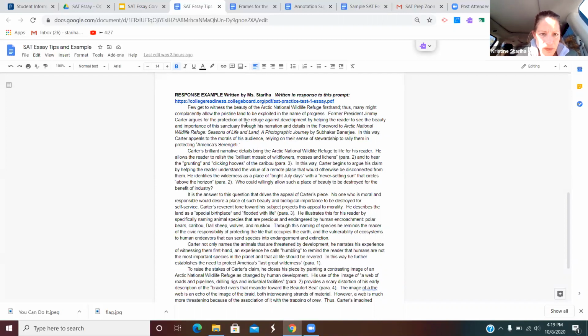So former President Jimmy Carter argues for the protection of the refuge against development by helping the reader to see the beauty and the importance of this sanctuary through his narration and details in the foreword to Arctic National Wildlife Refuge, Seasons of Life and Land. Okay, so here I've given the author, the source, and the claim. And then I move into a categorical organization to analyzing it. I start my response by talking about Carter's narrative details, which is one of his strategies that he uses.